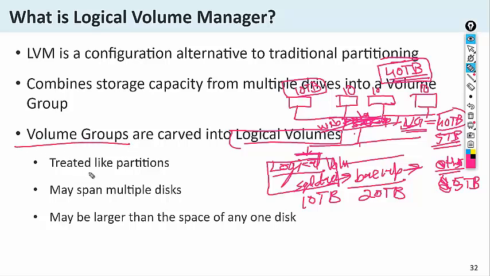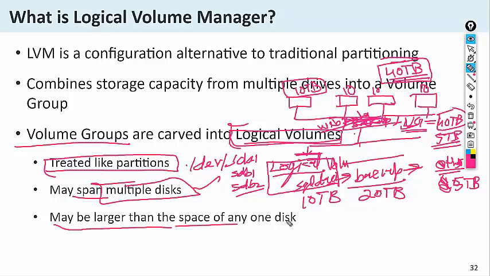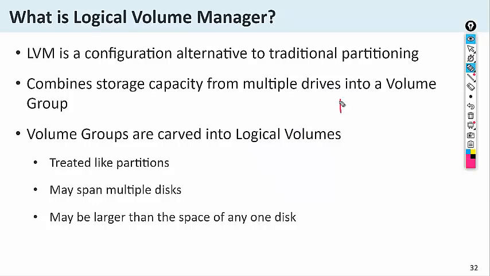Okay, so the volume group is carved into logical volumes. A logical volume is treated like a partition, similar to a real partition. Real partition means sda1 or sdb1, sdb2, like this. Okay, because it spans multiple disks, yes, it is possible, and it may be larger than the space of any one disk. Because the single disk was 10 terabytes and the volume was 20 terabytes, so of course it is larger than this. Okay.